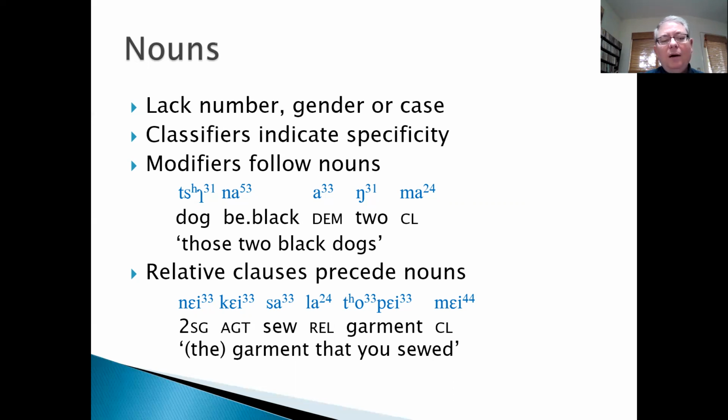In terms of the word order, what we find is that all noun modifiers follow nouns. So here we have an example, 子能嘛, those two black dogs. And so the stative verb be black is the first thing after dog. Then we have the demonstrative, a numeral, and a classifier. The one type of modifier that precedes the noun is the relative clause, and that you see here. We've got a noun, tobe mate, which means garment. Our relativizer is la, and so you see that in English, the phrase that you sewed is nege sa la, and it occurs before the noun.